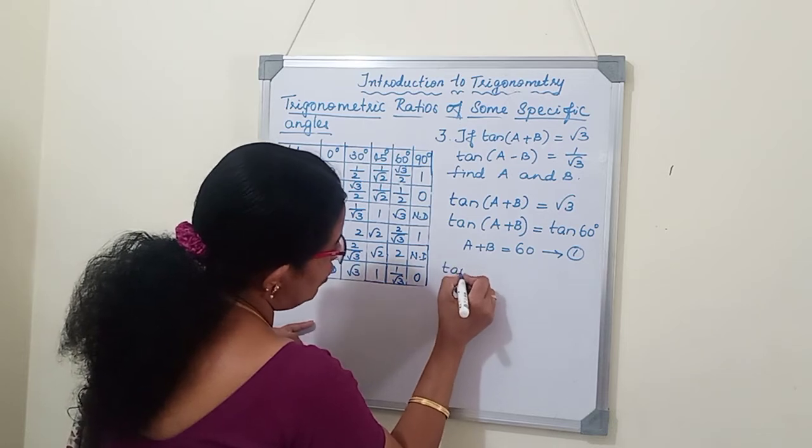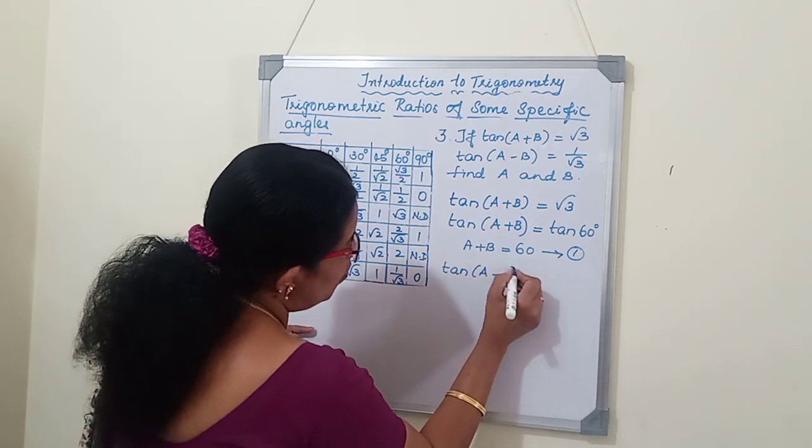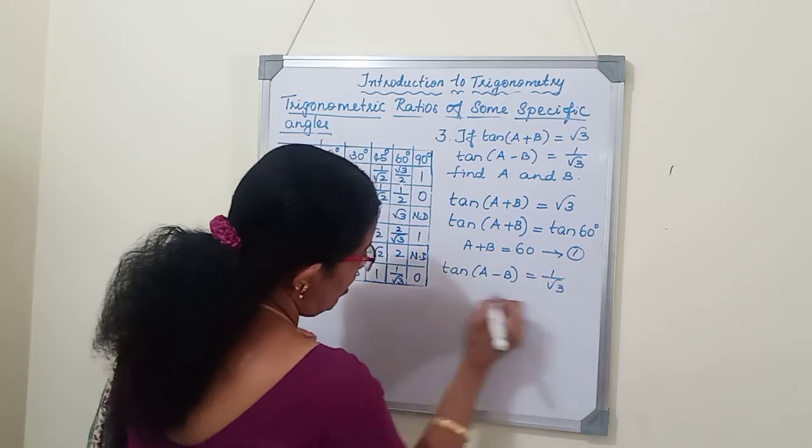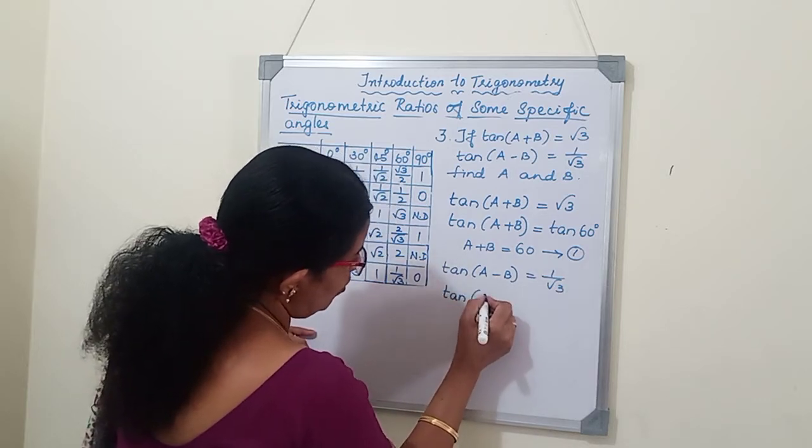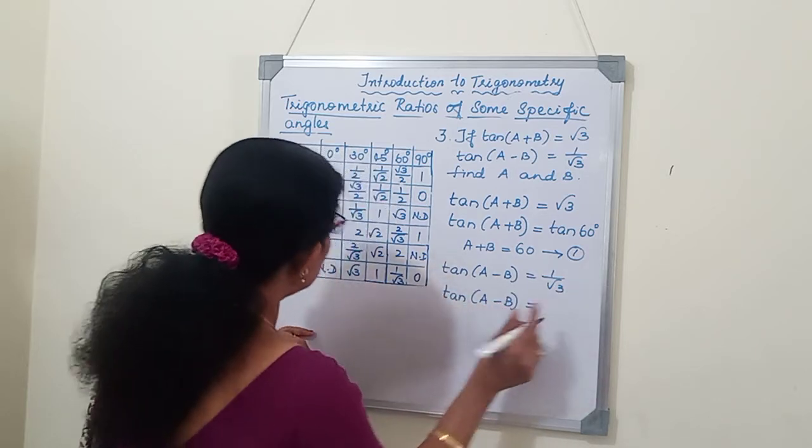Similarly, the second equation, tan (a minus b) is equal to 1 by root 3. Tan (a minus b) is equal to tan 30.